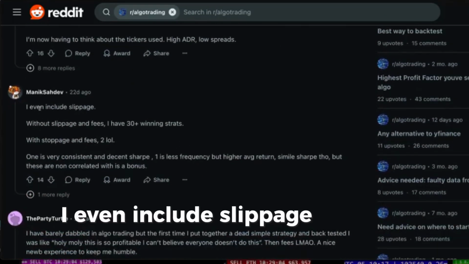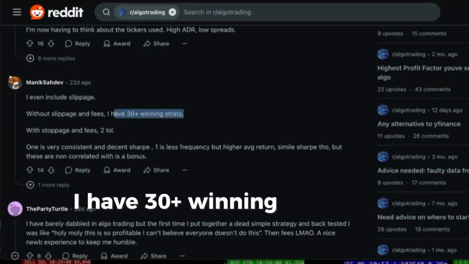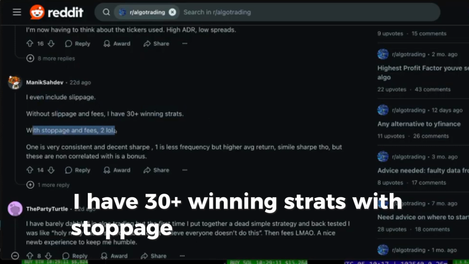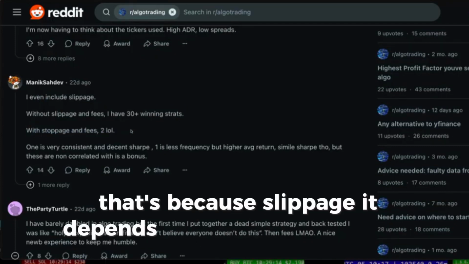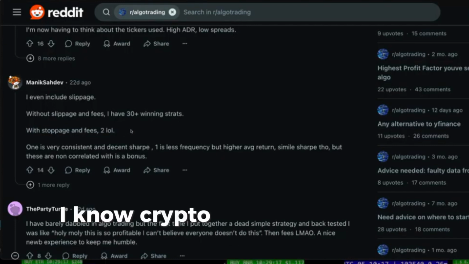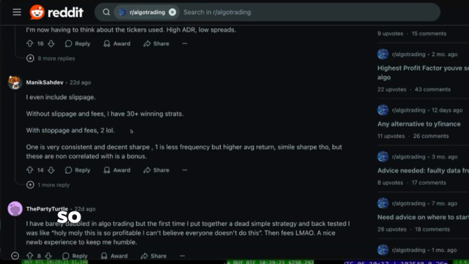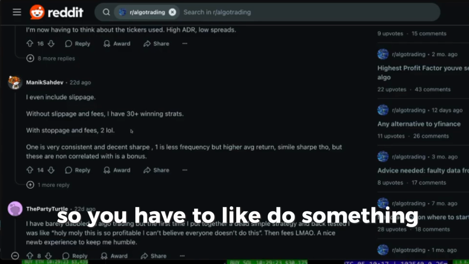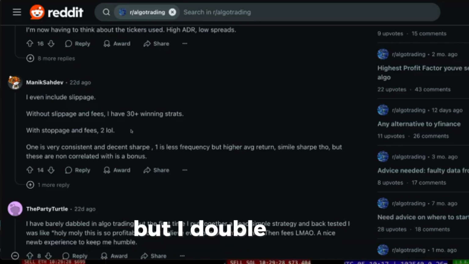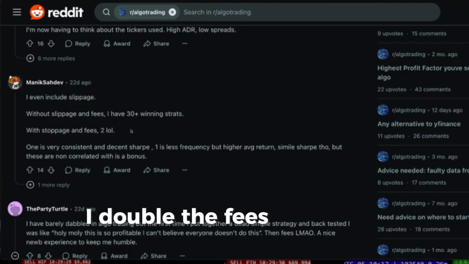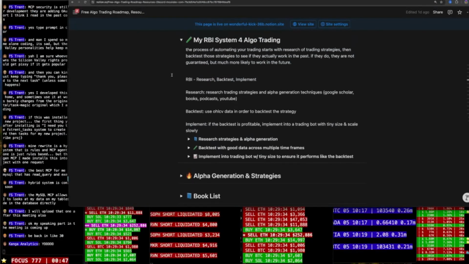"I even include slippage." Good job, dude. "Without slippage and fees, I have 30 plus winning strats. With slippage and fees, 2." That's because slippage depends on what market you're trading in. I know in crypto, some of these tokens have big slippage, and that's hard to account for, so you have to do something to account for it. Again, I don't know if I do it the right way, but I double the fees to account for slippage a bit, and I don't even know if that's good enough sometimes.